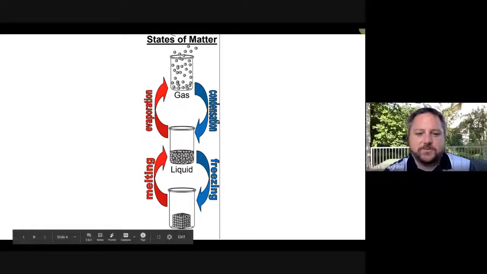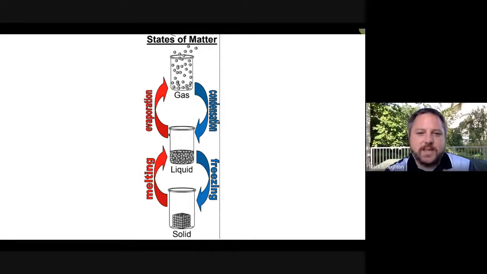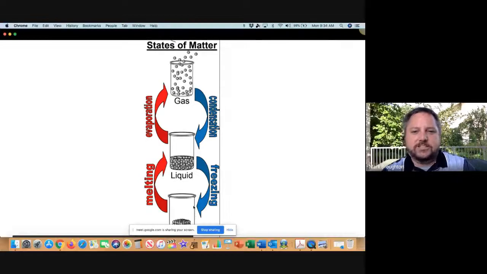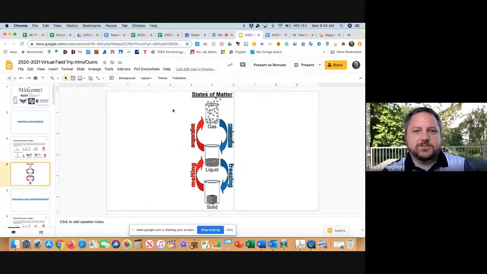So if we just start from the beginning with a solid, if I increase the heat or the temperature for a solid, it will melt into a liquid. And then if I keep increasing that heat, it will evaporate and change into a gas. But then if I take away the heat, a gas will condense and change to a liquid. And if I keep taking away even more heat, a liquid will freeze and become a solid. So matter can change states, usually because of temperature changes.